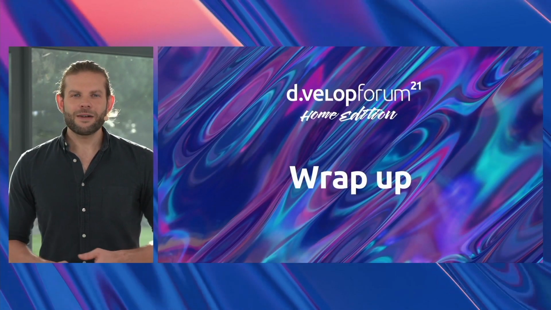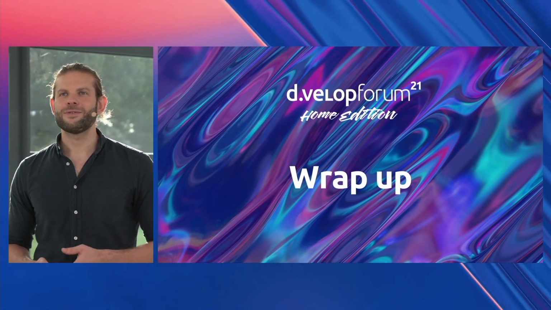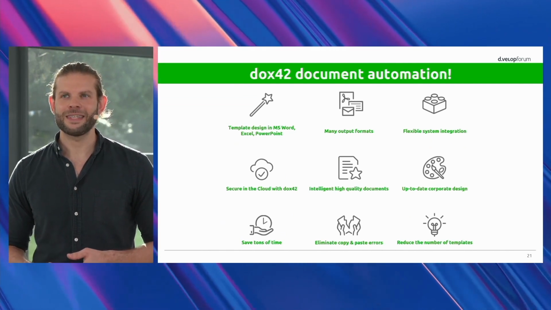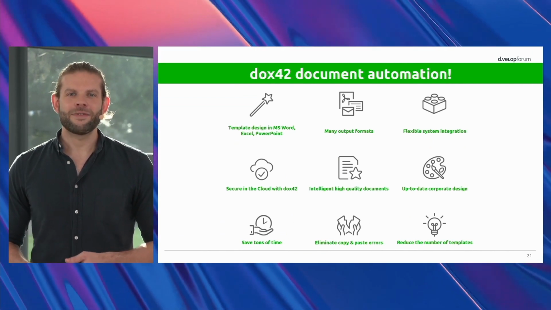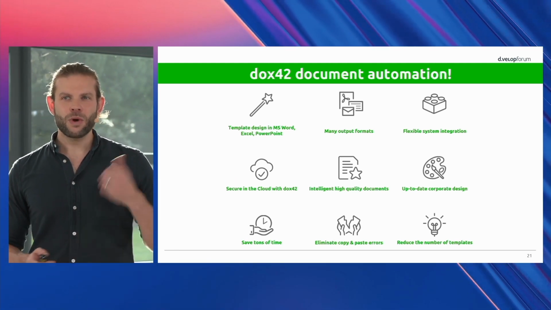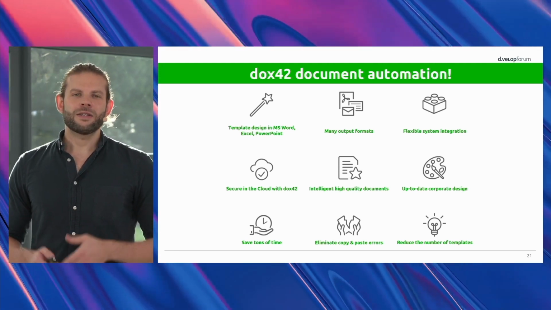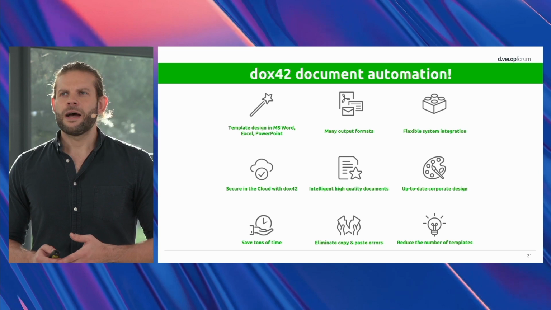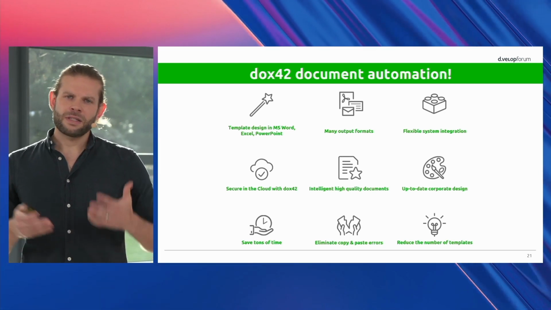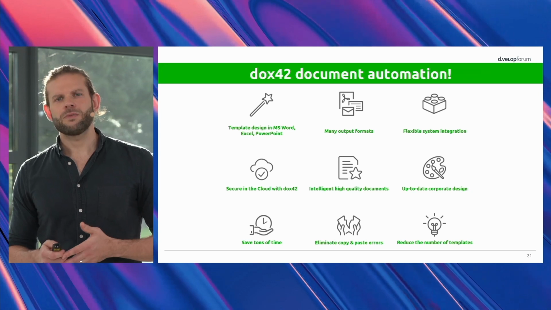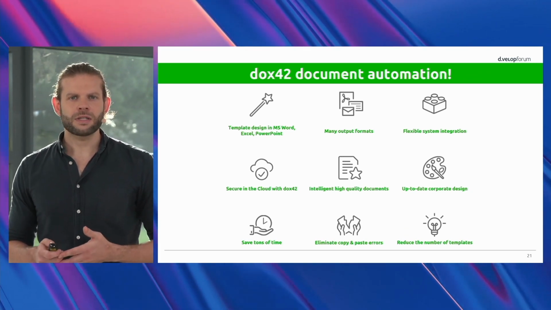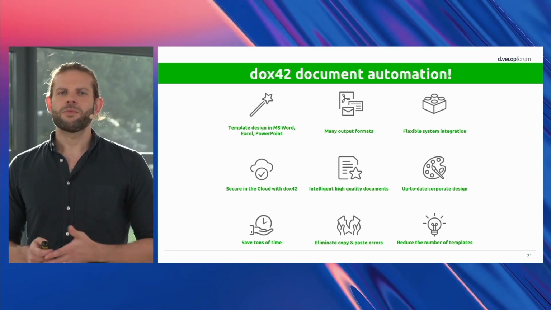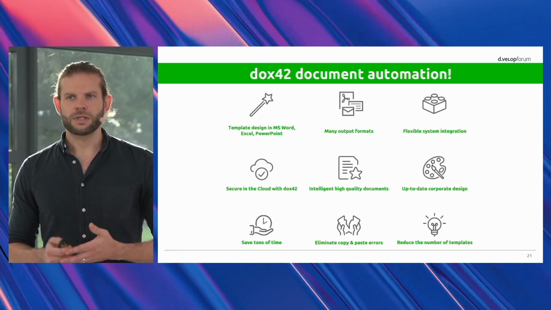That brings me to the little wrap up. If you don't automate yet, please automate your documents. If you do it with Dox42, you have the template design in Microsoft Office: Word, Excel, and PowerPoint. Then you can choose from many output formats, whatever you need could be generated. Then, of course, you can integrate flexible systems, data from any system. We just have seen the d.velop data source in this case, but this could be any other system at the same time, and usually companies work with a lot of different systems.